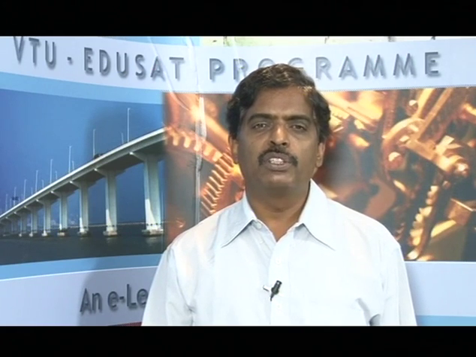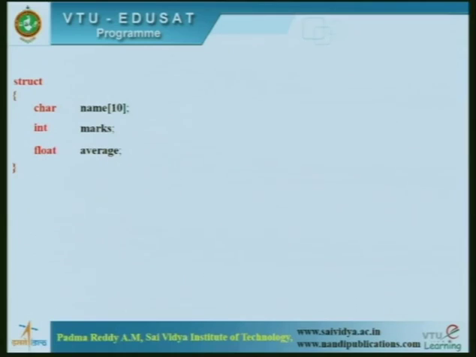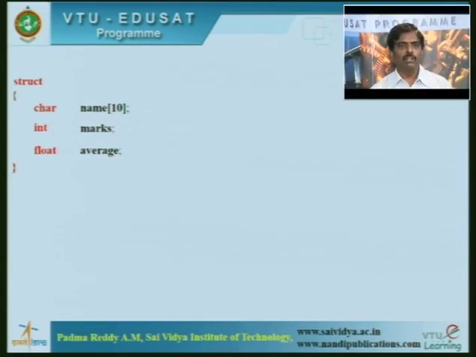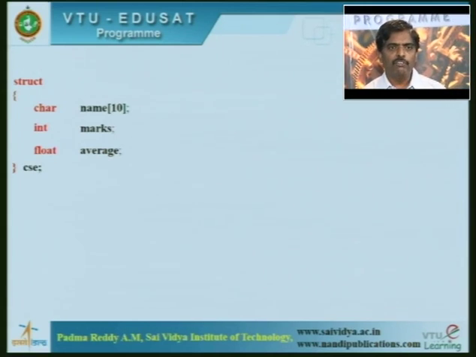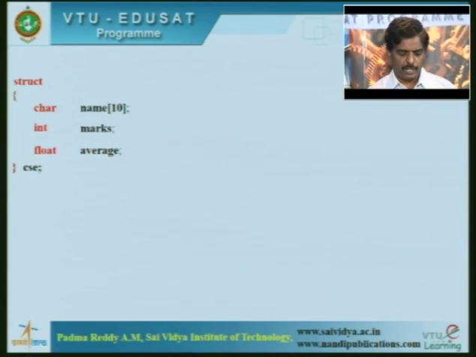Now if you observe, this is a structure without any tag. Here I am having one variable by name CSC. If you define a structure like this, remember memory will not be allocated. But if you have a variable CSC, then memory will be allocated.